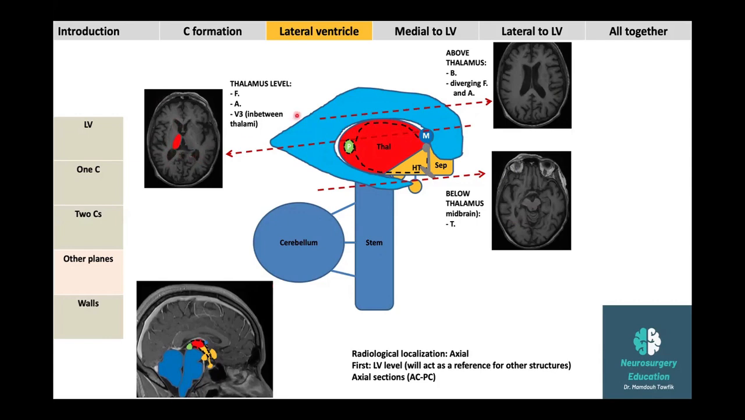If you make a cut that's above the thalamus, which horn will be shown? The trunk. The body. The body, yes. So this is the body, the lateral ventricle. And you start to see the beginning of the frontal horn, angled with lateral angle, and the beginning of the atrium also, lateral angle like this. But this part, the central part, this is the body. Okay.